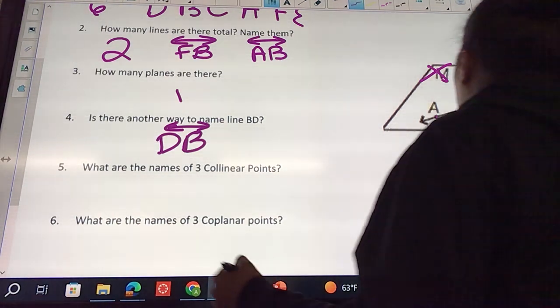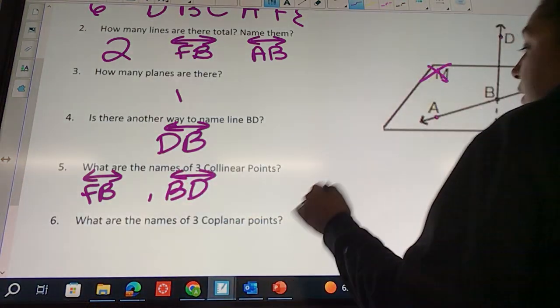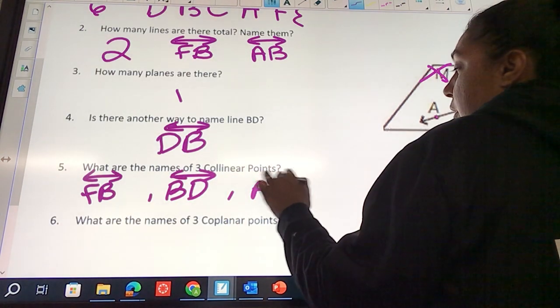Okay, so we need 3 of them. So I'm going to say FB. That's on the same line. BD is on the same line. And we can say AB. Those ones are on the same line.